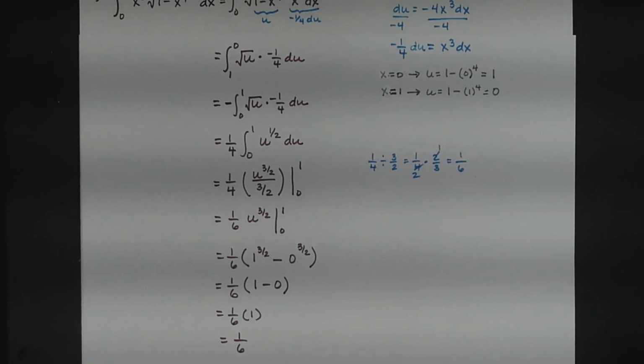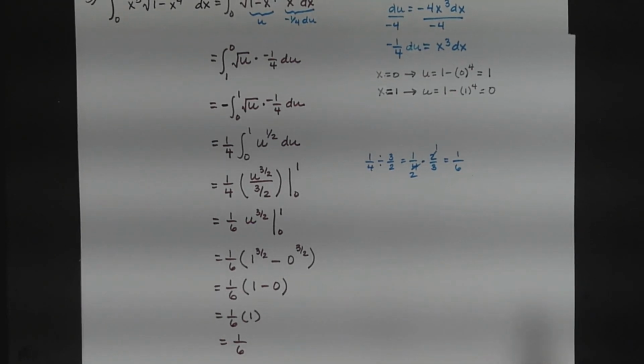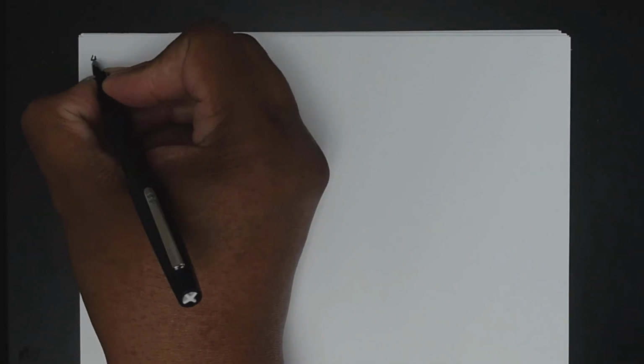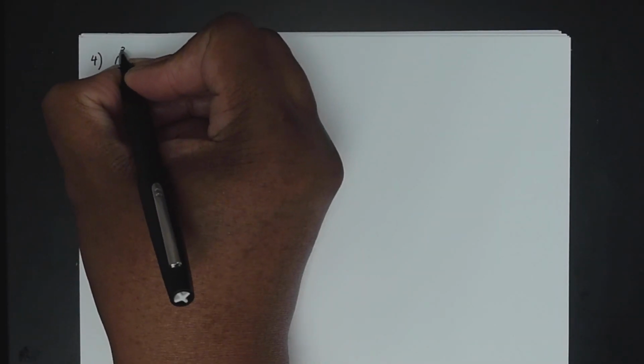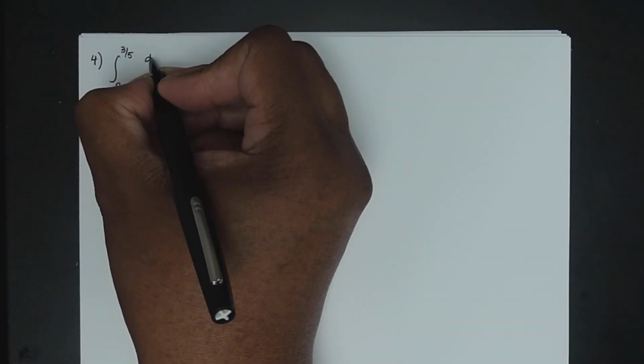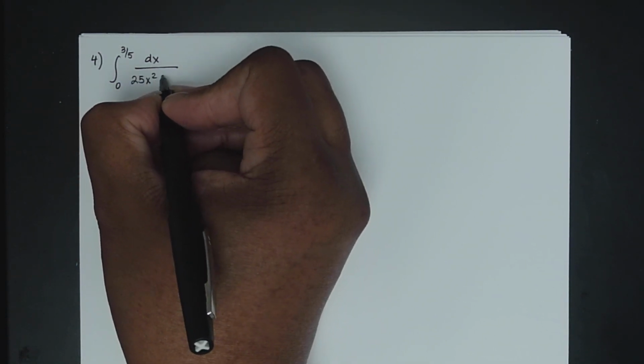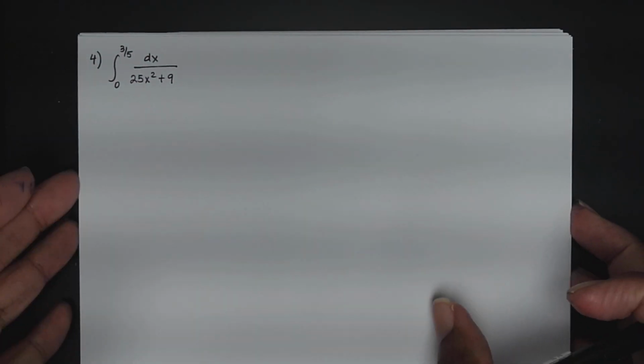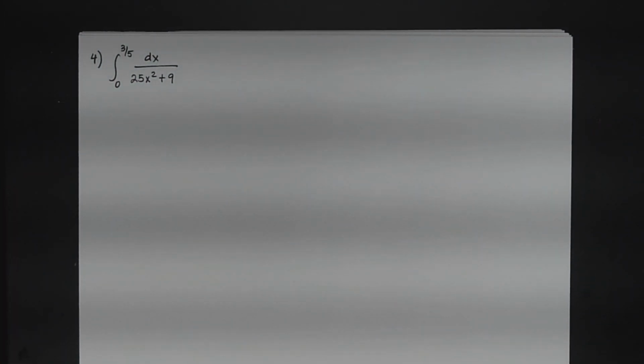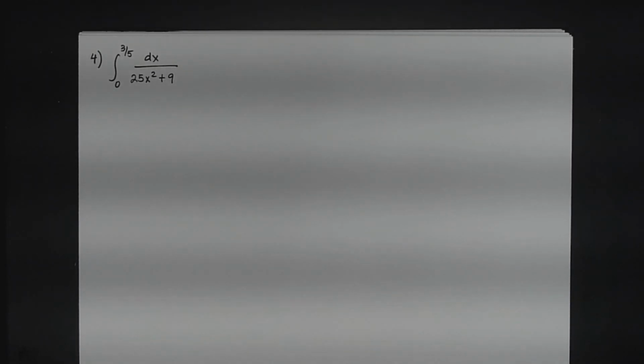All right, now let's look at problem number 4 in this case. In problem number 4, we got the integral from 0 to 3/5 of dx divided by 25x squared plus 9. And we're going to do integration by substitution. All right, here's what I'm going to do here.